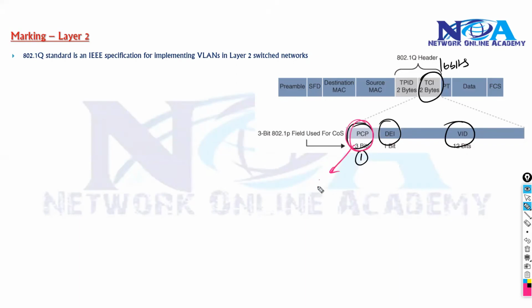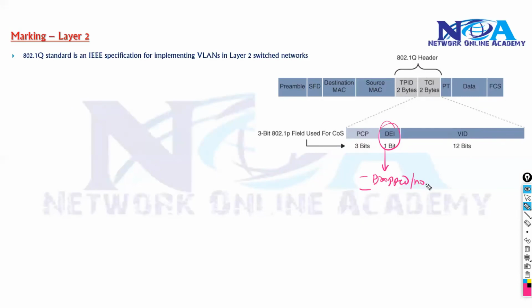This is what we call the priority bits, or priority code point field, and it is going to be 3 bits. This value is going to carry the marking value, so this is your actual marking value. The other options: this is the discard eligibility bit, which tells whether the traffic should be dropped or not in case of congestion. And this is the VLAN ID, which carries the VLAN information.